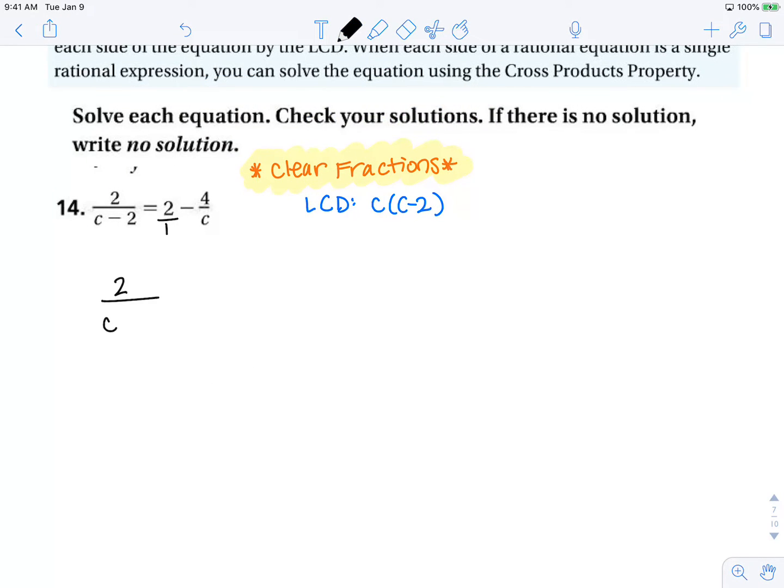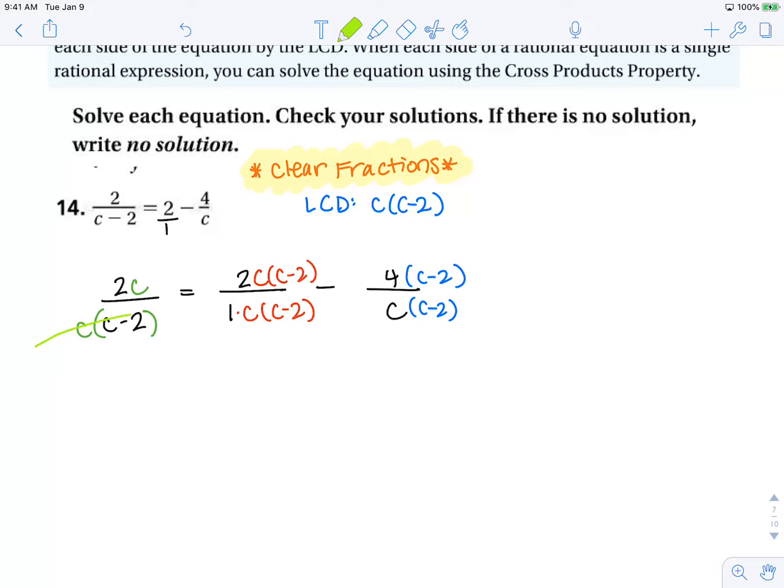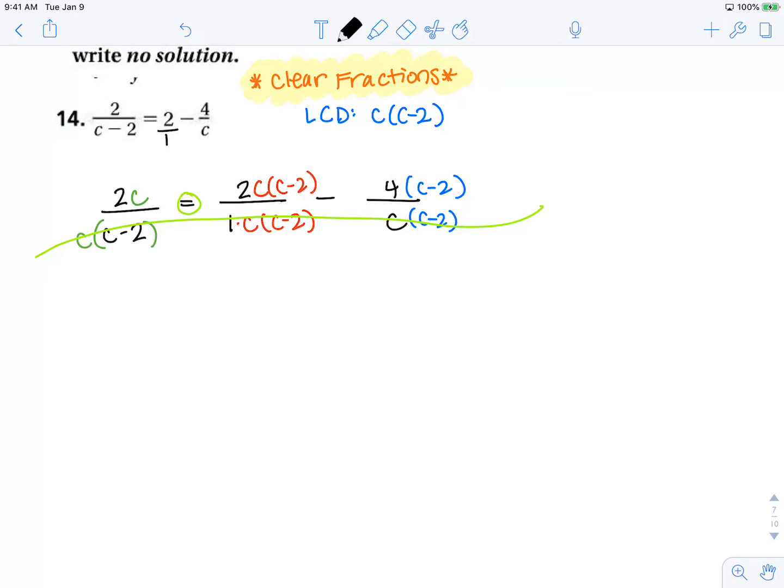So I'm going to rewrite my problem so I can create some common denominators. Now, in order for this first fraction to have a common denominator, I need to multiply by c on top and bottom. This denominator needs both c and c minus 2 as factors, and this denominator only needs c minus 2. Now remember, once we have common denominators in every fraction, we can clear that when we have an equation, right? We can only clear fractions when we have a balanced equation, because both sides will still be equal to one another. So 2c equals 2c times c minus 2 minus 4 times c minus 2.